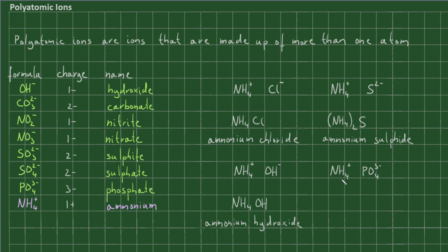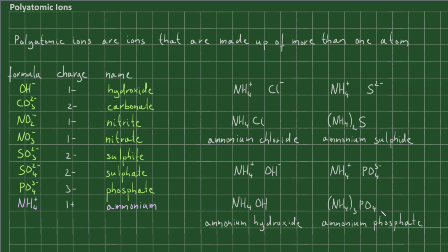In the last scenario, I have ammonium and phosphate. This will give me ammonium phosphate. Using the crossover method, the formula will be (NH4)3PO4, because the charge on the phosphate ion is 3 negative. I only have 1 phosphate because the charge of the ammonium is 1 positive.